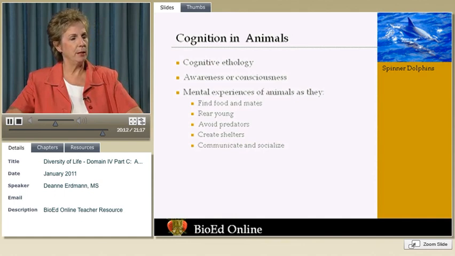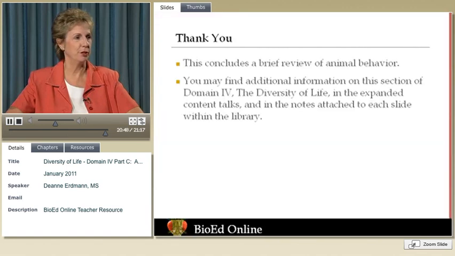And in the study of mental experiences of animals, we look at how they find food, how they rear their young, avoid predators, create shelters, communicate, and socialize. And it's an interesting area, but of course, obviously you can tell from the topic that there's a lot of controversy and a lot of disagreement about whether animals truly have these mental experiences as we do. And I think that's one of the difficult things about studying behavior, is because we tend to humanize some animal behaviors when they have a totally different kind of origin.